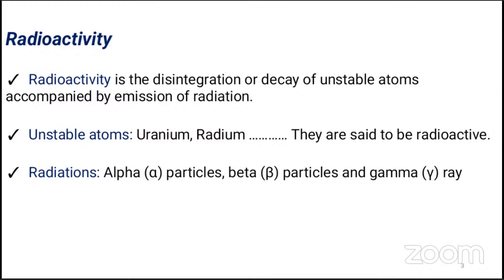All radioactivity is classified into two: natural radioactivity and artificial radioactivity. Natural radioactivity is the spontaneous disintegration of an atomic nucleus with emission of particles, whereas artificial radioactivity is induced disintegration.